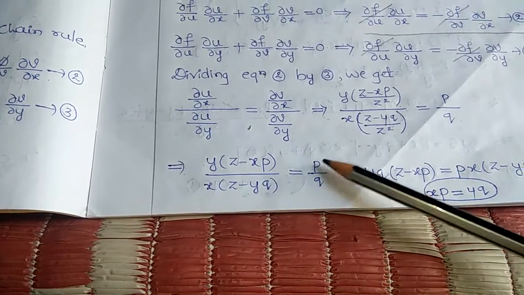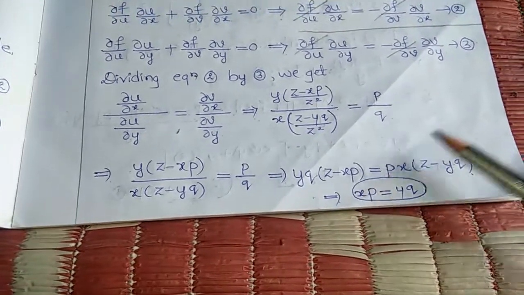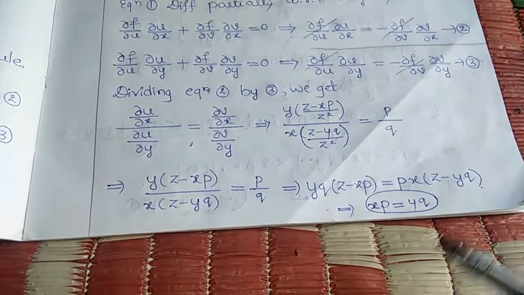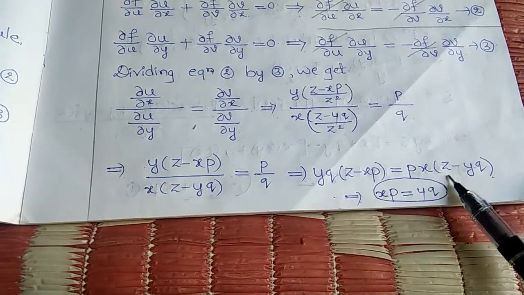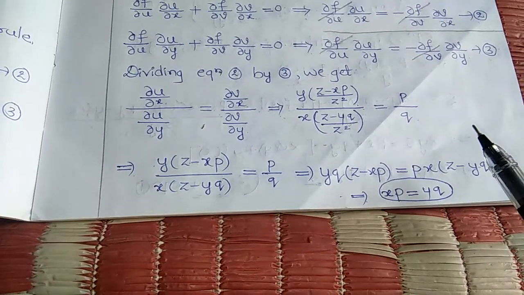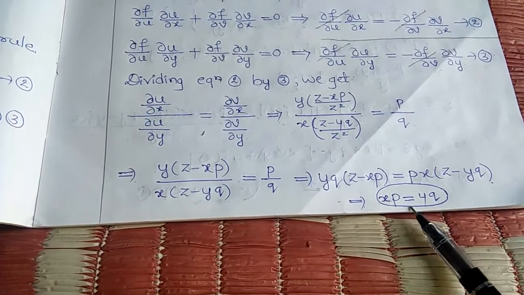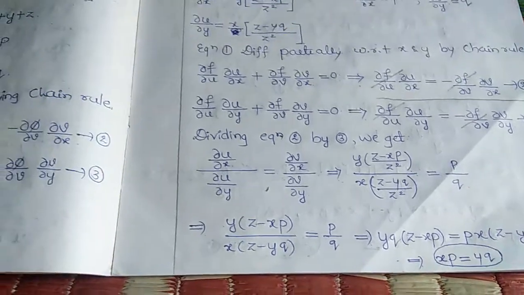Cross multiply, we get y into q into z minus x into p is equal to px into z minus y into q. Simplify, remove bracket and simplify, we get x into p is equal to y into q. Yes, one more example.